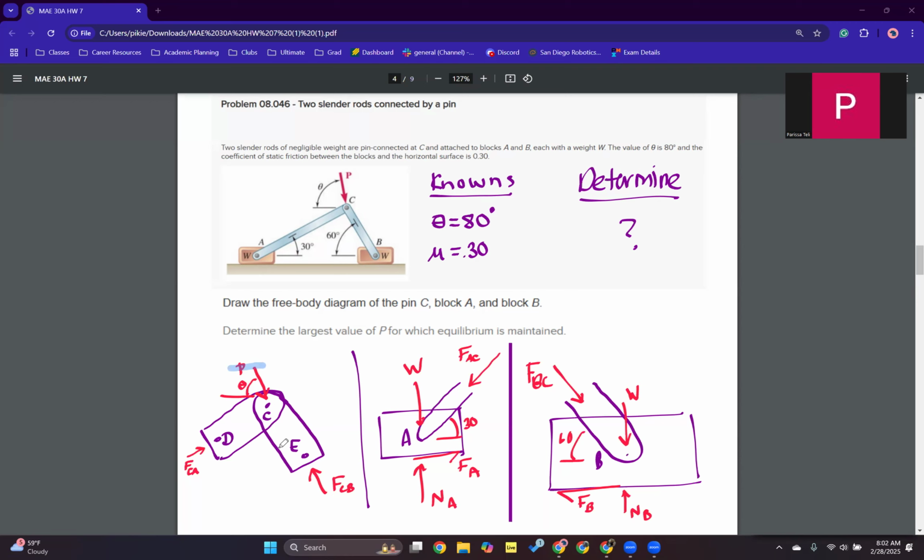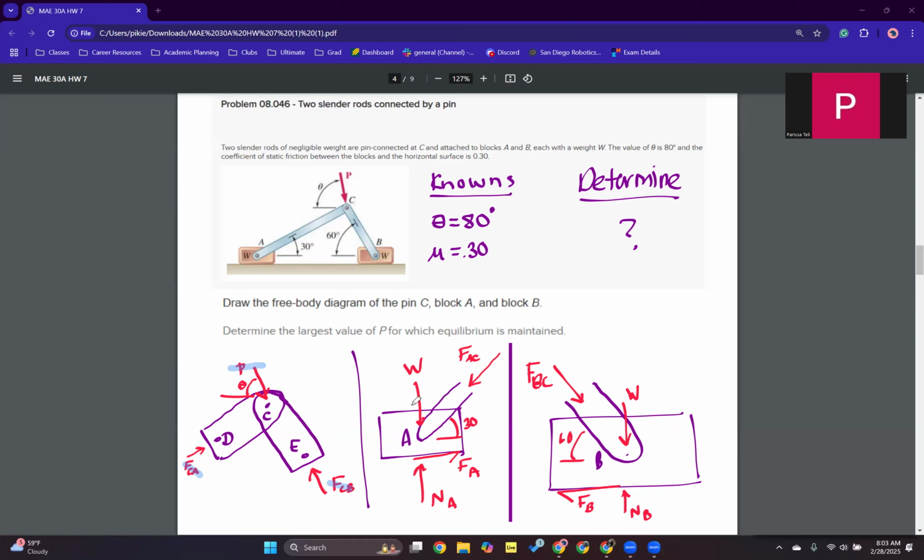But what's happening here is that there's going to be two forces in those members. So we'll have force of C on A or vice versa, or force A on C, they'll be the same. And then we'll also have another reaction force of CB, so force CB. So those are the 3 that are acting on pin C.